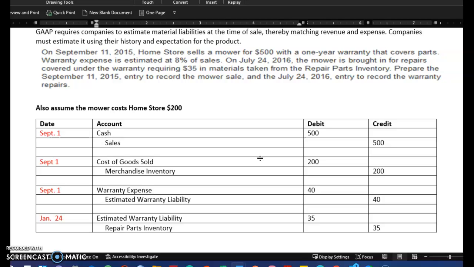Now at the time of sale, we go ahead and set 8% of the sales price as a warranty expense. So 8% times 500 is $40. Debit warranty expense and credit estimated warranty liability for $40.